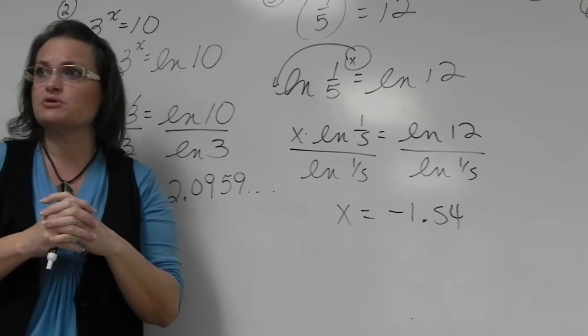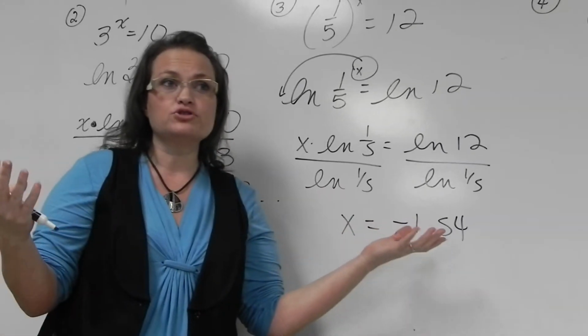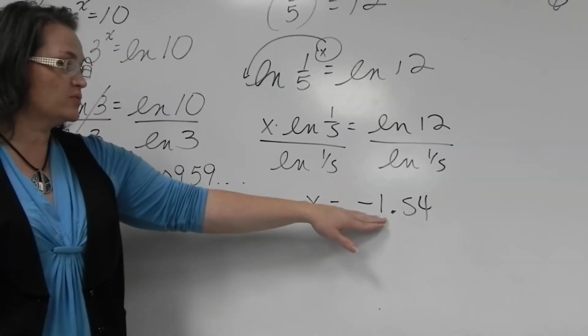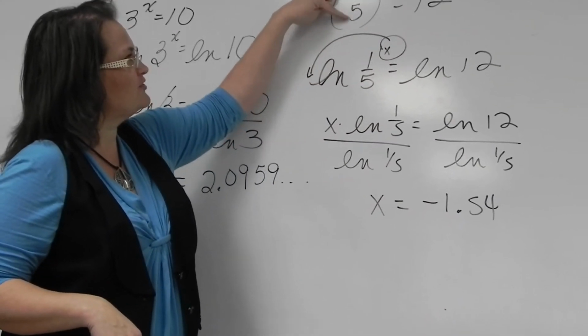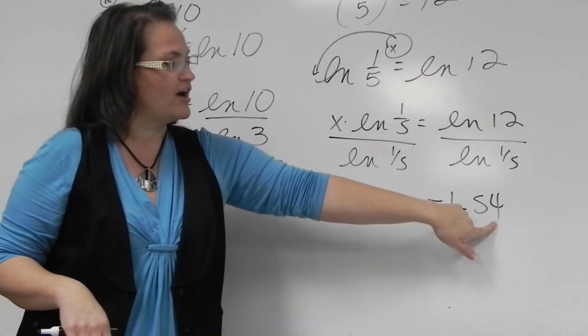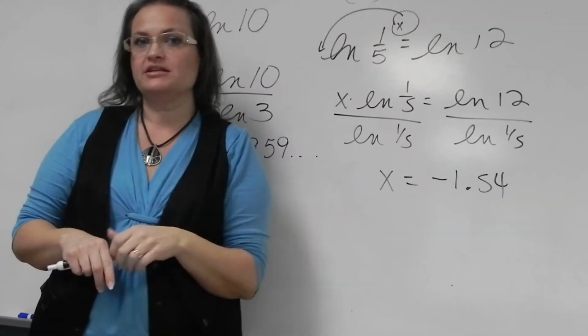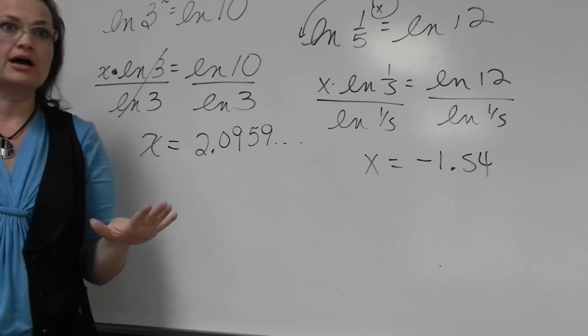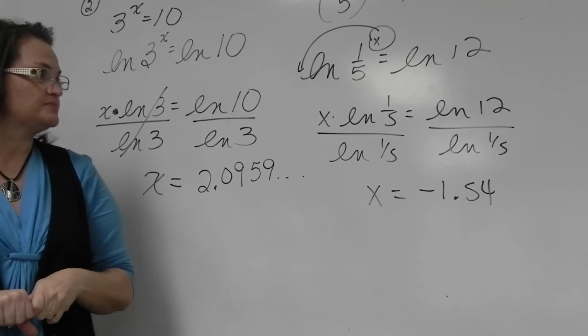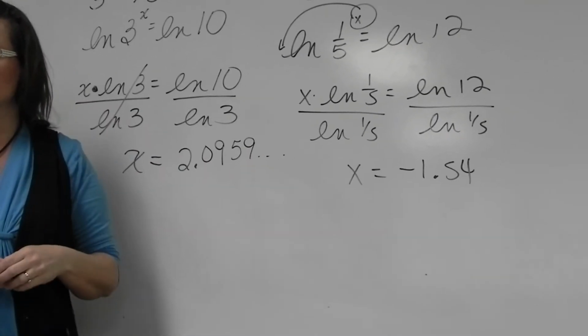We've had negative exponents before, and the way to know for sure is ask your calculator. It will friendly say back to you that this is okay and give you an answer. 1/5 raised to the negative 1.54 should verify that it is 12. So you should be okay if you just remember to take your time and double check your answers. Okay, any questions on that?